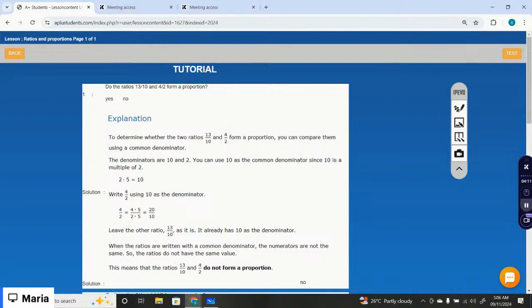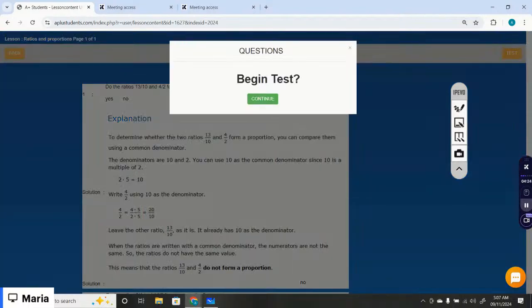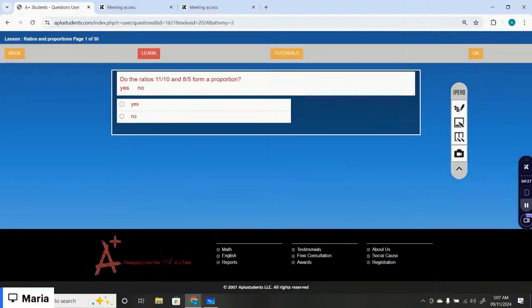So let's just multiply the second fraction by 2 because 2 times 5 makes 10. So that is 20 over 10, right? They are not same, so that means they do not form a proportion. Let's just start with the test questions. Do the ratios 11 over 10 and 8 over 5 form a proportion?